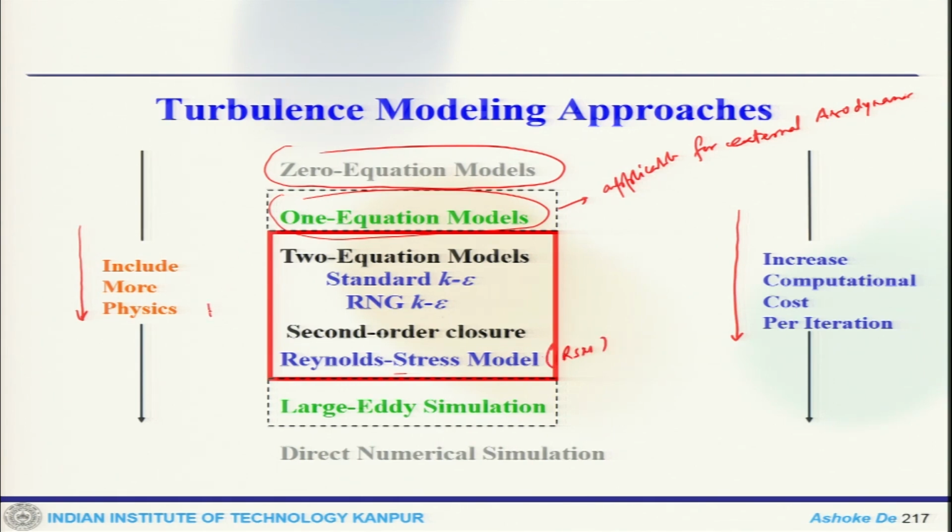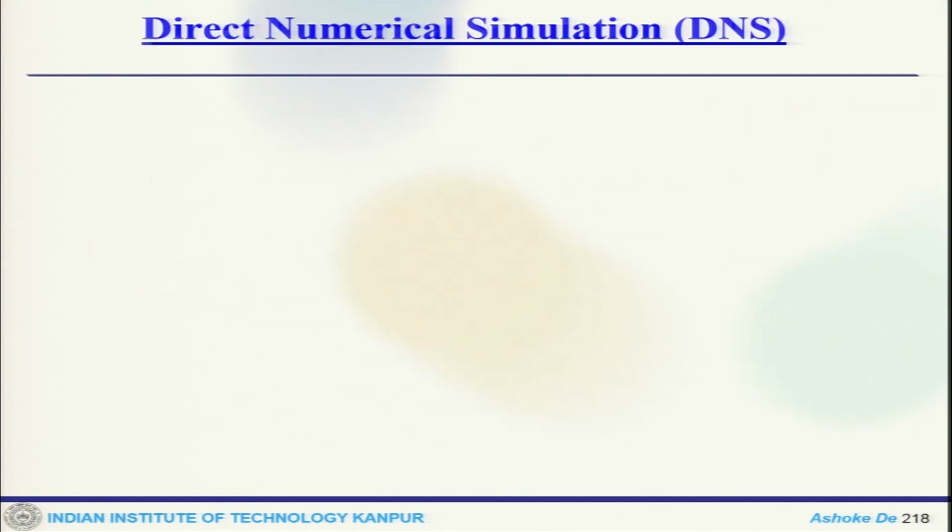Then after RANS, one can include more physics and resolve more scales, so one can go for LES. And then if you want to increase the complexity and put more physics into it, then one has to go for DNS. Now, what are the issues with DNS?